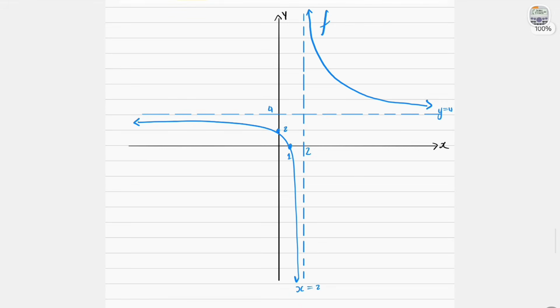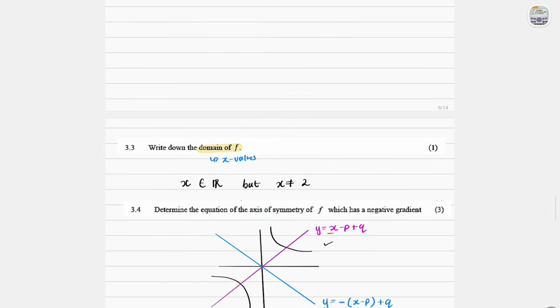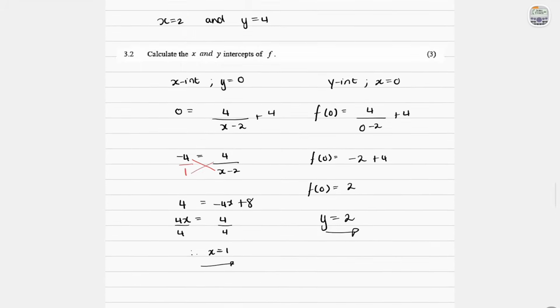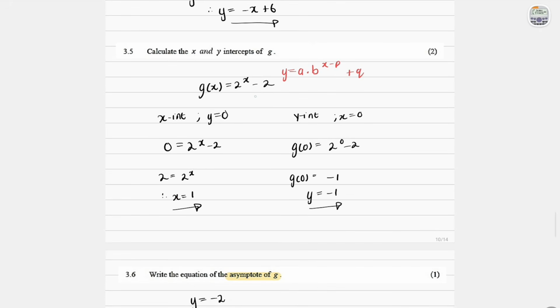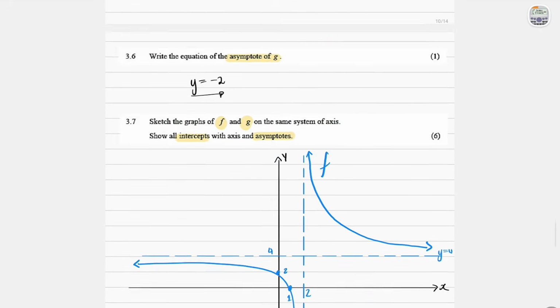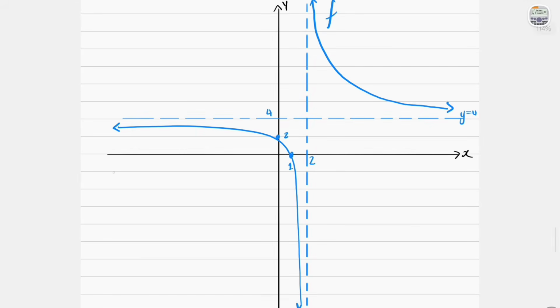And now let's go ahead and draw the graph of g. So with the graph of g, we only have one asymptote, a horizontal asymptote, because this is an exponential function. And that asymptote was at -2. So y equals -2. So we just go to -2, and we put a line down. So we say y equals -2 there.